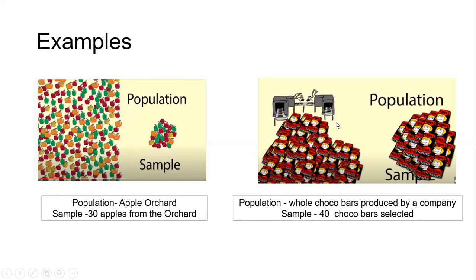The other example is a chocolate making factory. All the chocolates made by the factory are the population, and the sample is the 40 chocolate bars one person has selected from all the chocolates. So this is how I can explain what a sample is and what a population is. Keep these pictures in your mind, then you can differentiate between the population and the sample.